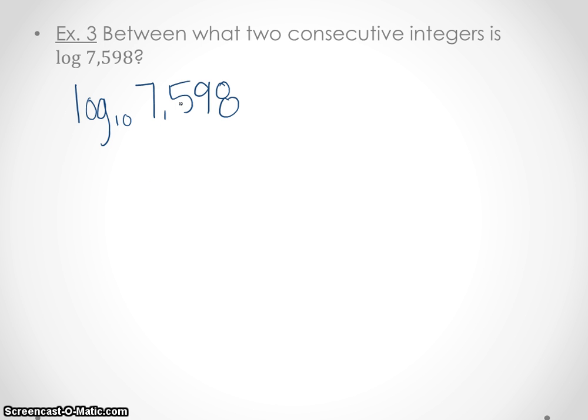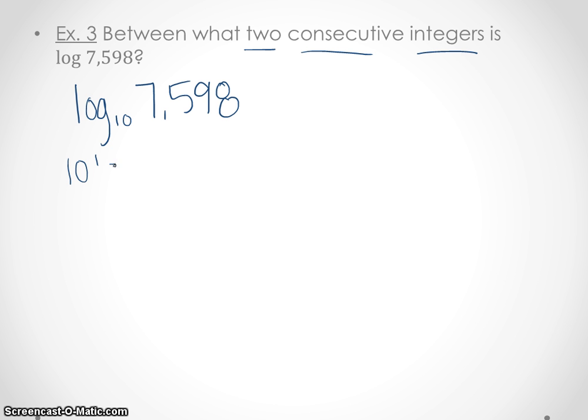Now, no power of 10 is actually going to make this number, because we know powers of 10 have all zeros after them. So we're never going to get here, but we want to see what powers of 10 could get us close to this number. Or what two consecutive integers will get me below this number and above this number? So let's start listing out our powers of 10.